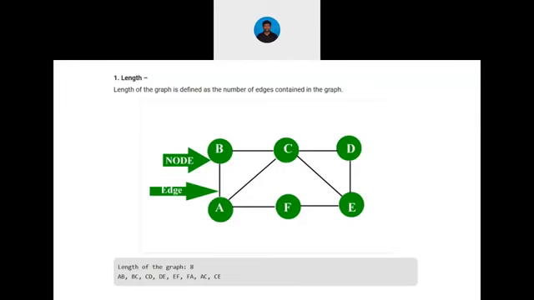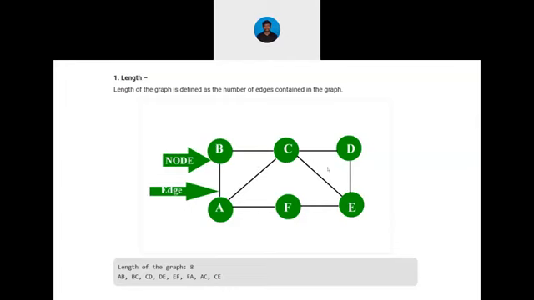It is very easy. The first terminology is length. While considering this graph below, the length of the graph is defined as the number of edges contained in the graph. For a particular graph, if I want to tell what the length is, then I have to go for the number of edges contained in the graph. Consider this graph. What is the length of the graph? It is the number of edges present in the graph. How many edges are there?